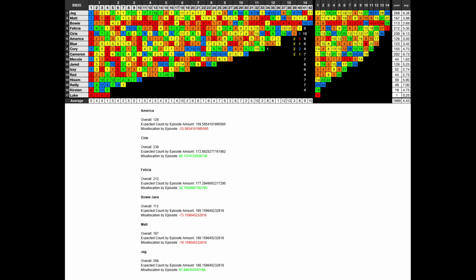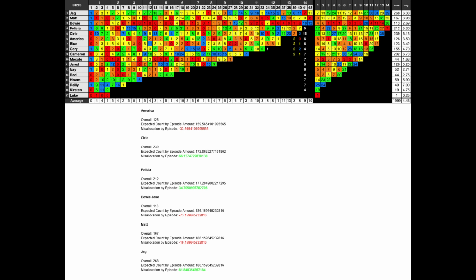Felicia has 212 diary rooms, and her expected count by episode amount is 177.29, causing for a 34.7 misallocation amount. It's not one of the larger misallocations, though it still is pretty big, and she's such a unique personality who's nominated a lot, so this kind of makes sense.